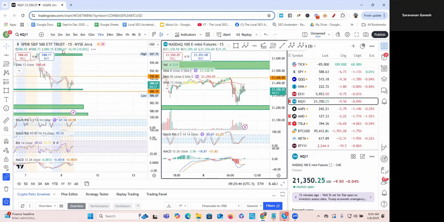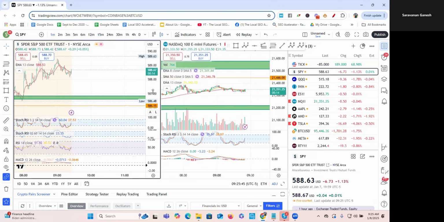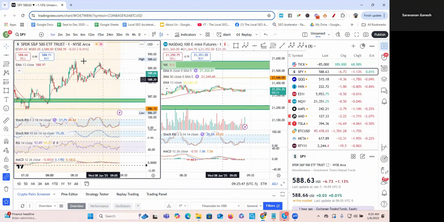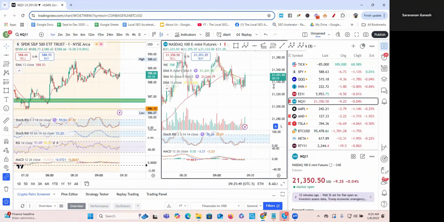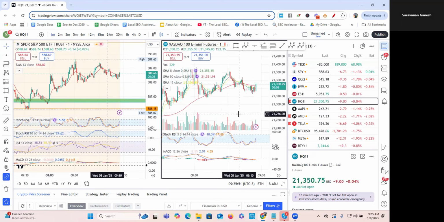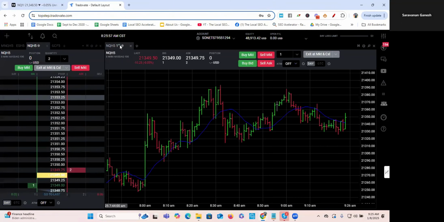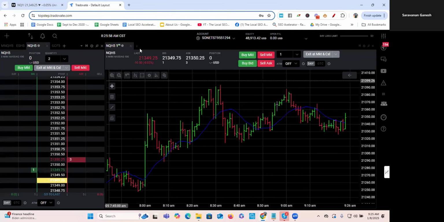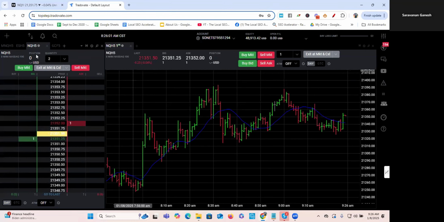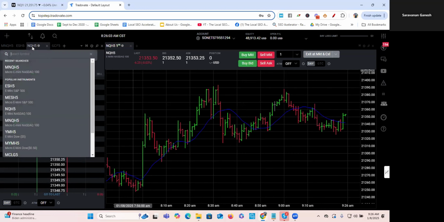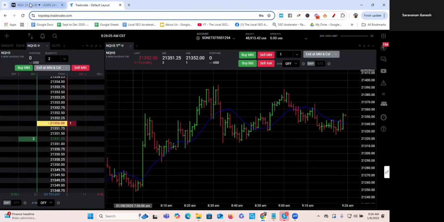I have the NQ. So this is the SPY, right? This is the NQ, okay? And what I'm going to do is I have one of my Top Step. This is a funded account, evaluation account. NQ is basically this NQ that I'll be trading.